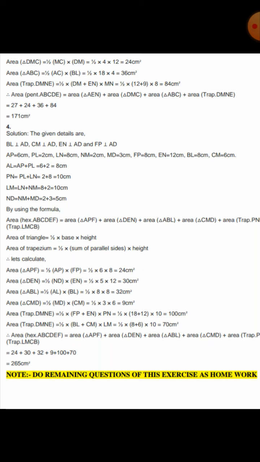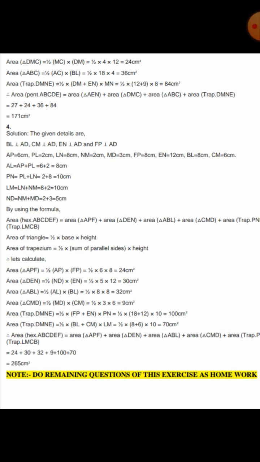Now for finding area of pentagon ABCDE, we will add all these: area of AEN, area of DMC, area of ABC and area of DMNE. So by adding 27 plus 24 plus 36 plus 84, it will be 171 centimeter square.